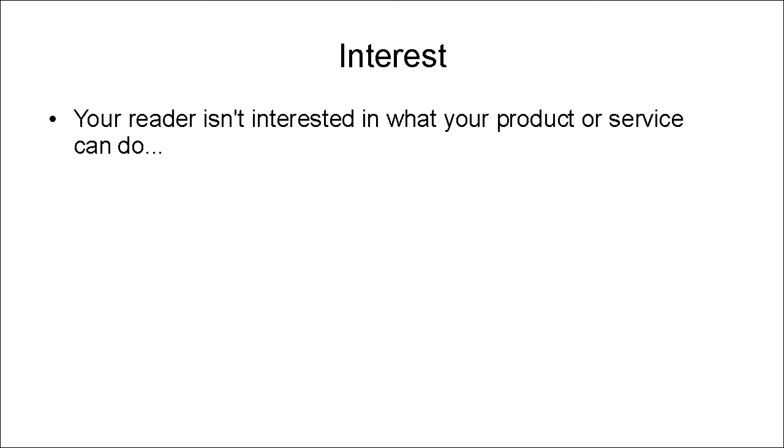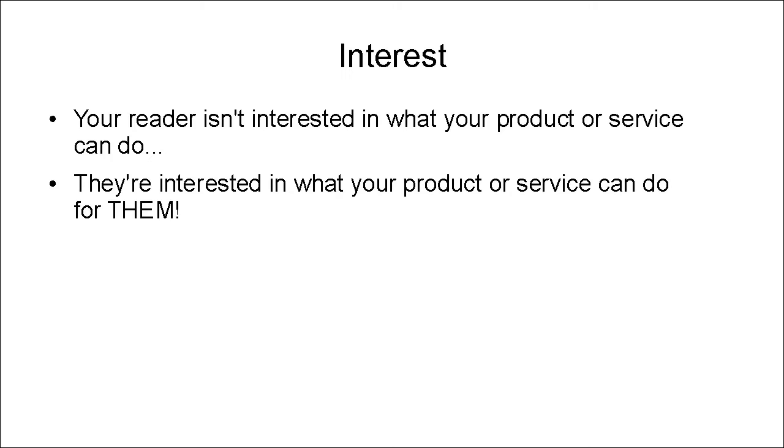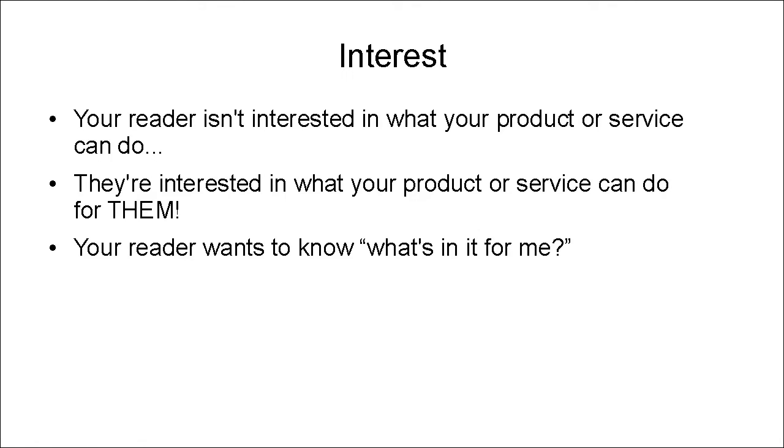Now, the next step is interest, and there is sometimes some confusion when it comes to interest. Bear in mind, your reader isn't interested in what your product or service can do. They're interested in what your product or service can do for them. The reader wants to know, what's in it for me? So you've got their attention, you've shown that you are thinking along their lines. Now you want to get them interested in what your product or service can do for them. What's in it for the customer?